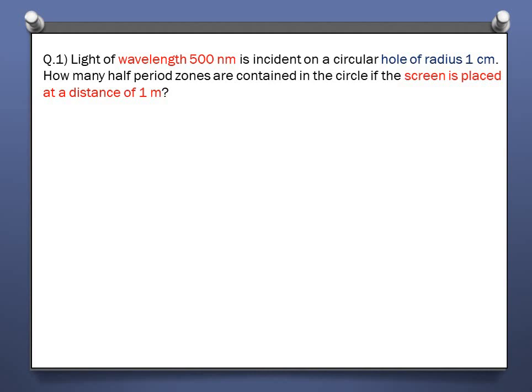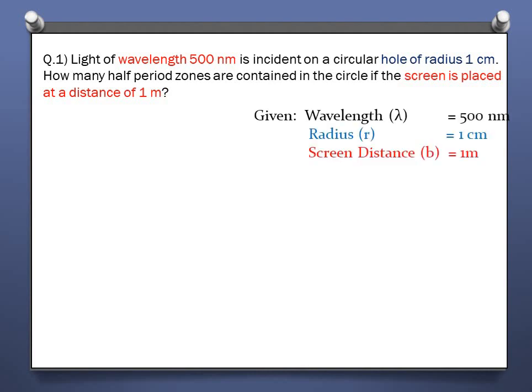Light of wavelength 500 nanometer is incident on a circular hole of a radius 1 centimeter. How many half-period zones are contained in the circle if the screen is placed at a distance of 1 meter? You can easily guess this problem is related to half-period zones, and the given quantities are wavelength, radius, and screen distance. Okay, let's understand this problem.